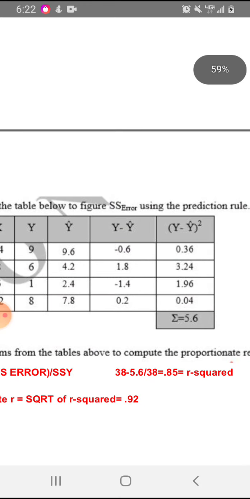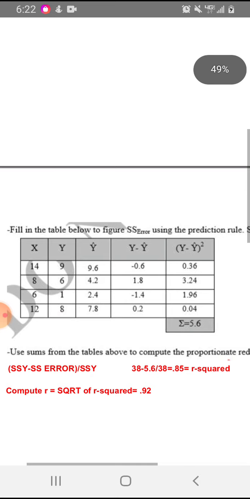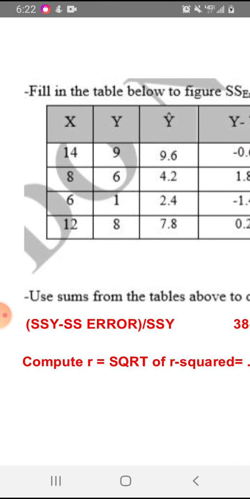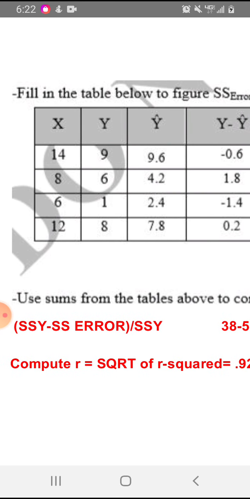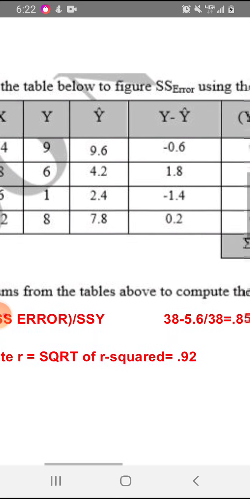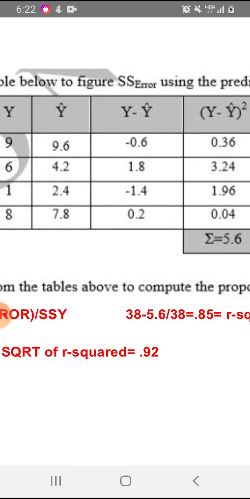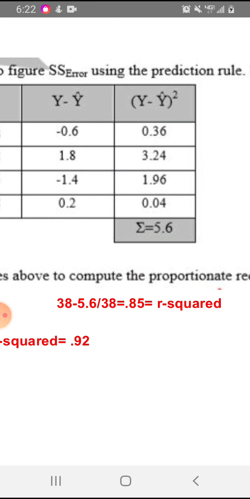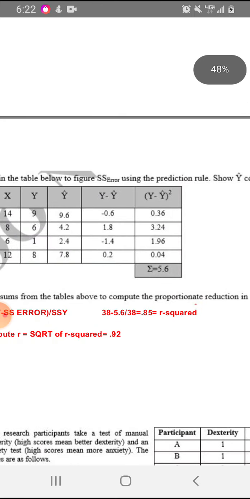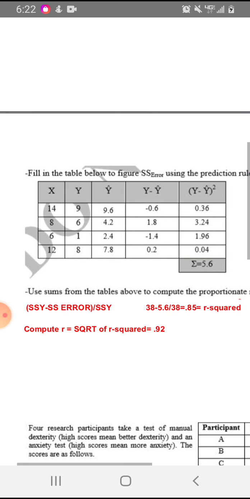Okay, now we're going to use SS error to eventually compute r squared and r. So the way we do that is we take SSY, the original SSY from above, minus SS error, divided by SSY, which is 38 minus 5.6 divided by 38, which gives you an r squared of 0.85. Now, how do we get r from r squared? We just take the square root of r squared, which is 0.92.